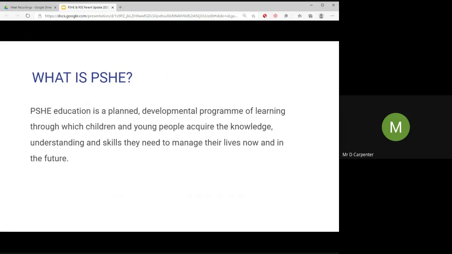What is PSHE? This is sort of a dictionary definition. PSHE education is a planned developmental program of learning through which children and young people acquire the knowledge, understanding, and skills they need to manage their lives now and in the future.